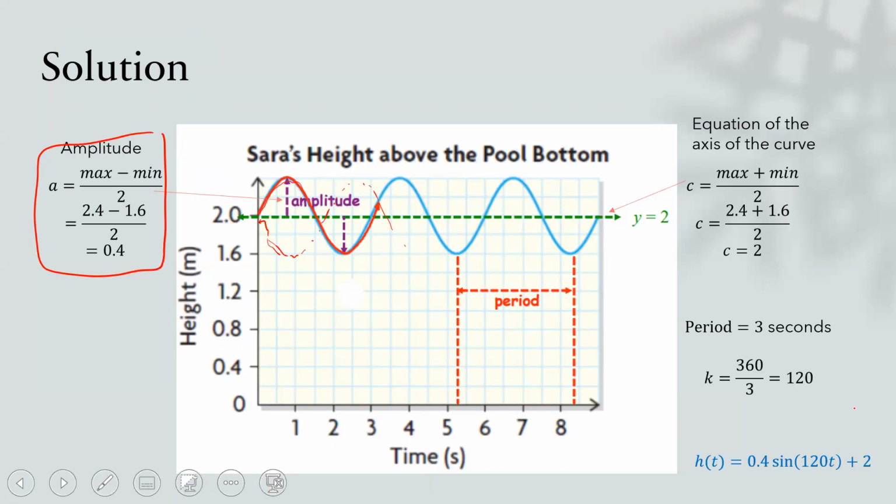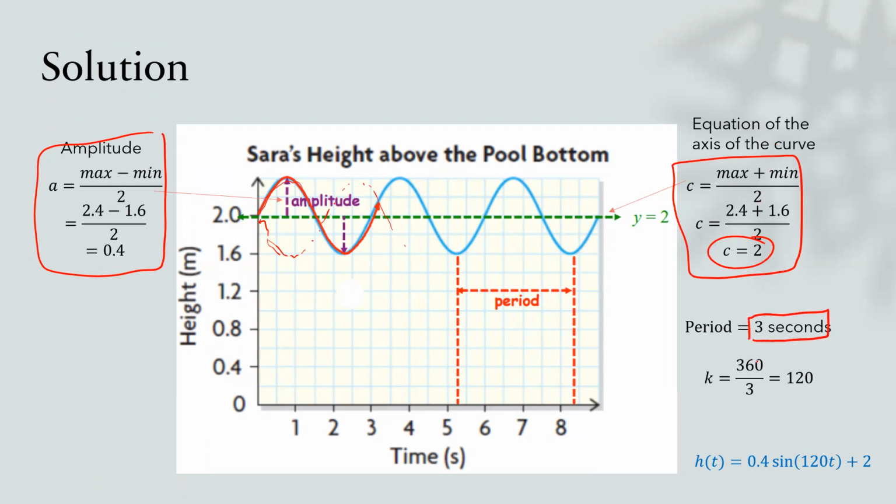The c value here is simply going to be the equation of the axis of the curve, which is 2, and we already found that. Pretty simple. And of course, the k value, remember, we had to take 360 degrees and divide by 3, and that gives us 120. So putting that all together, we have an a value of 0.4, a c value of 2, and a k value of 120 degrees. So that means that our equation is 0.4 sine of 120t plus 2.